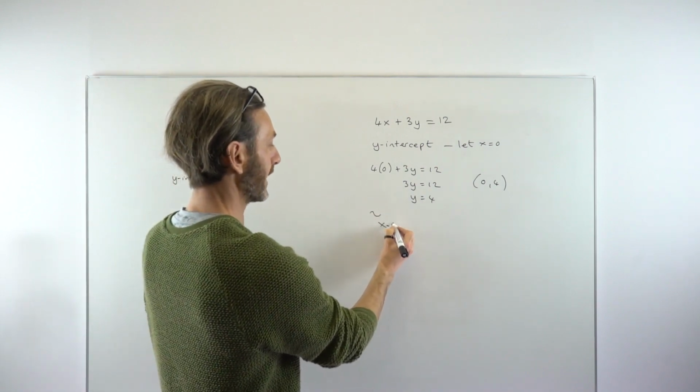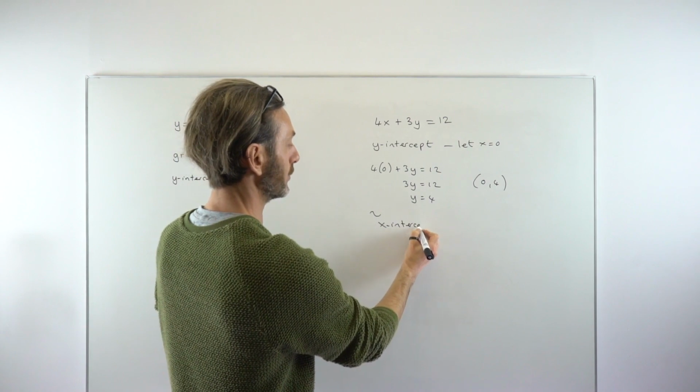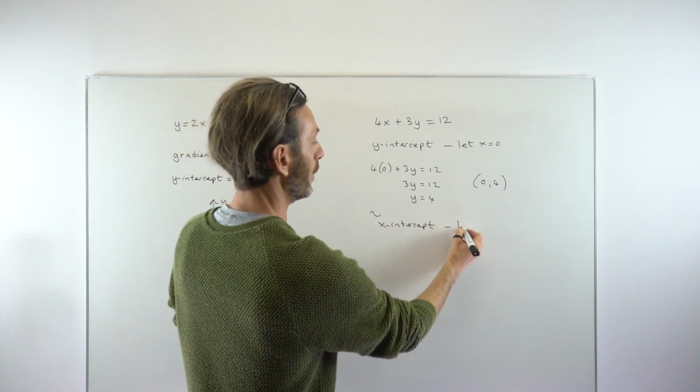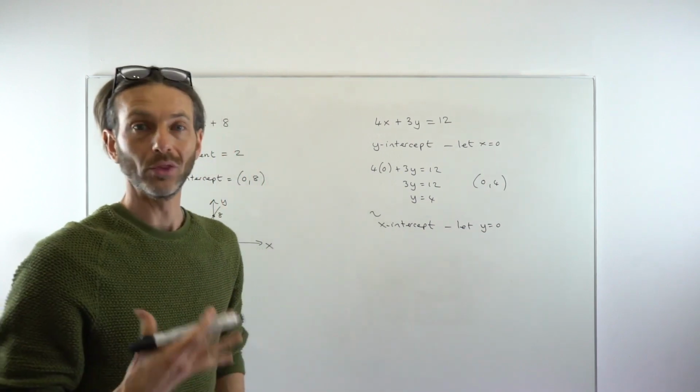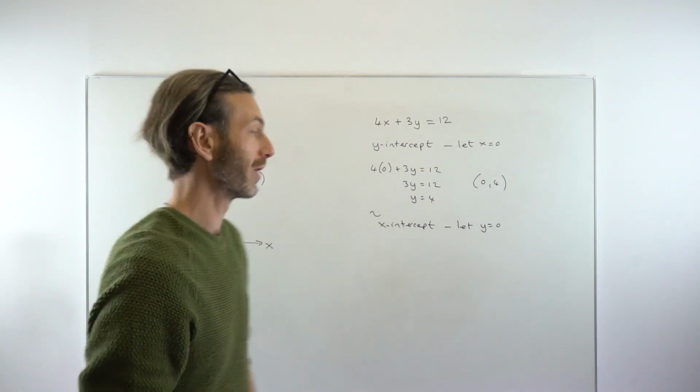Similarly, if we wanted to get the x-intercept, we're just going to do the opposite. We're going to let y be 0. And these are the same principles you would use for finding the y-intercept or the root points on a parabola graph.